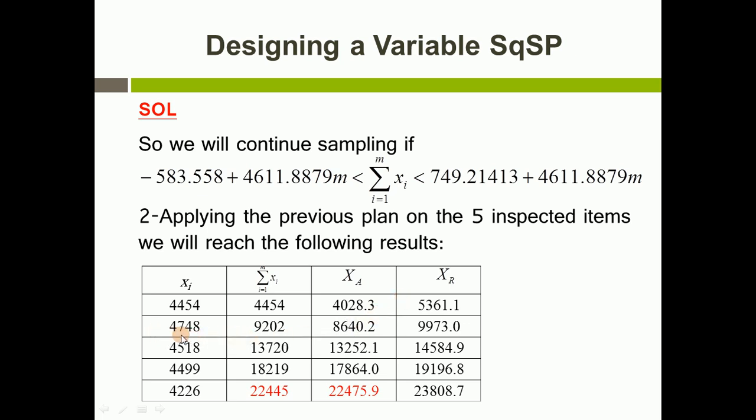The second item, this is the measurement of the second item. So in order to get a summation xi, I have to add these two items on each other. So I reached 9,202. Then I have to recalculate the acceptable limit and the rejectable limit by substituting with m equal to 2 in xa and xr, and I get these two values. If you compare 9,202 with these two, you will find out that we are still in between LXA and LXR, so our decision would be to continue sampling.